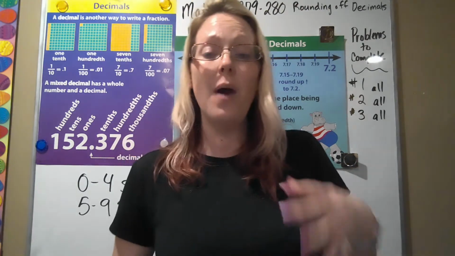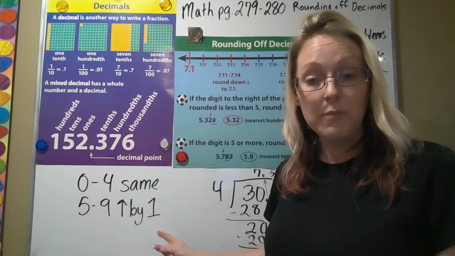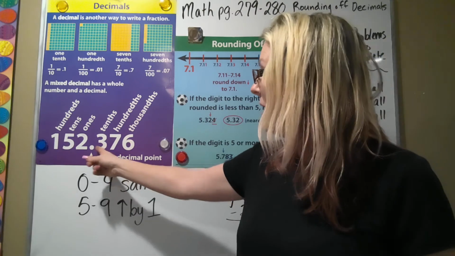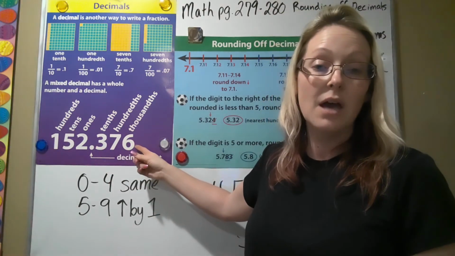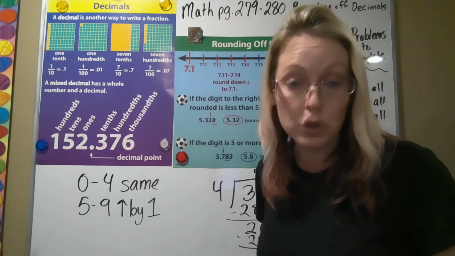But don't forget, if you have questions about rounding, remember 0 to 4 stays the same, 5 to 9 goes up by 1. Contact me and ask me. Make sure you know your tenths, hundredths, and thousandths place because it might ask you which one to round to.